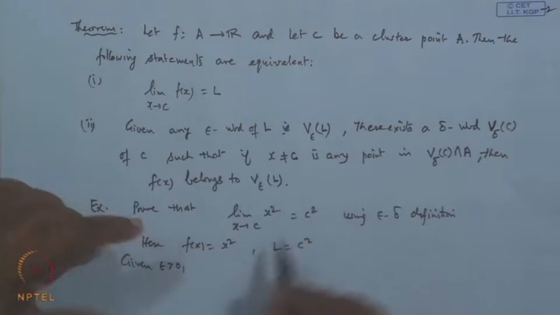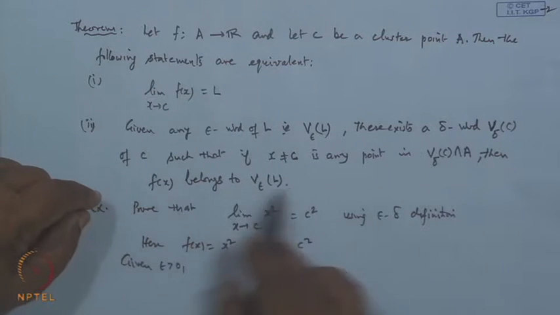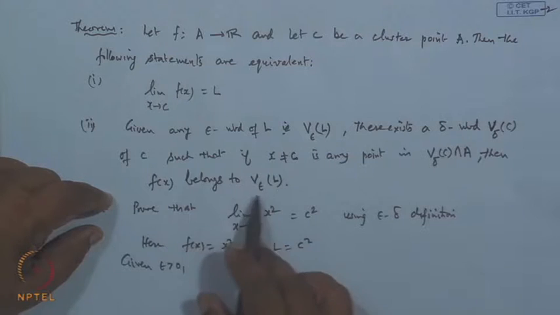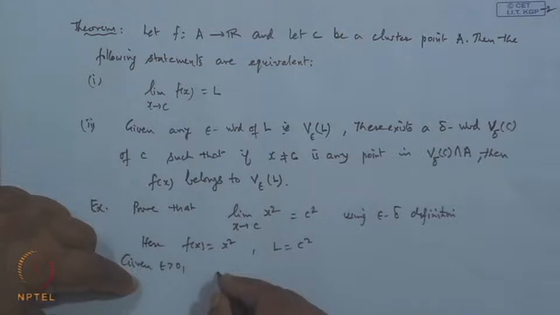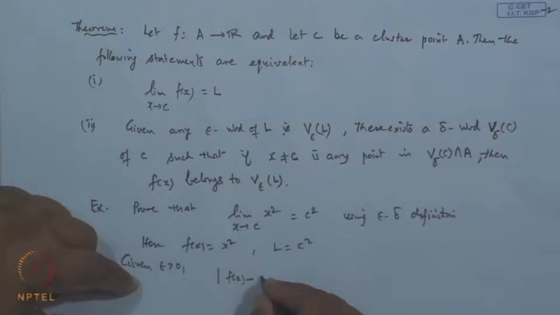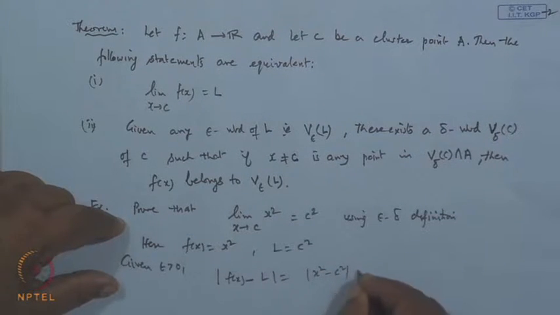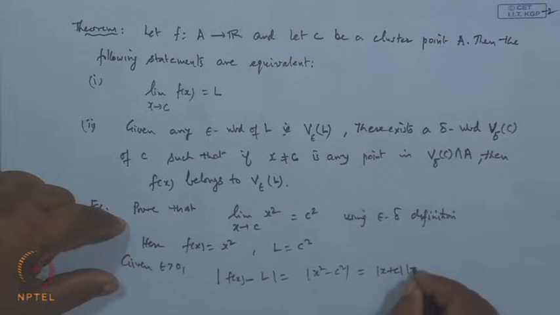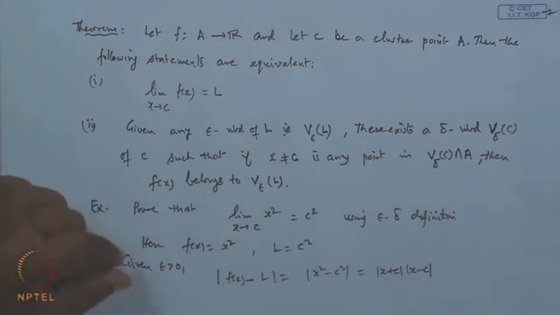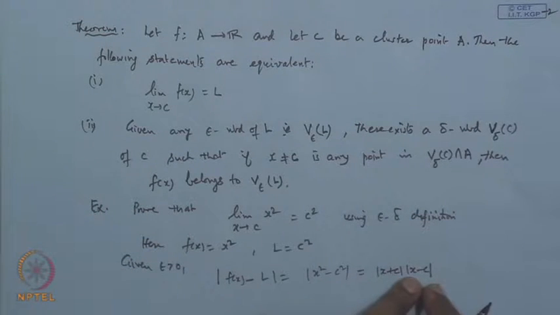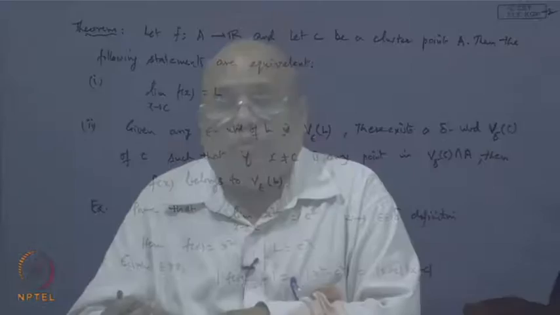It means we want this difference, f(x) minus L, to lie in this neighborhood. So, what is f(x) minus L? f(x) minus L is x squared minus c squared. Basically, this is (x plus c) into (x minus c). Now, when we take x sufficiently close to c, then the limit of this must be c squared. How close x is to c means any number which is less than 1 we can choose.